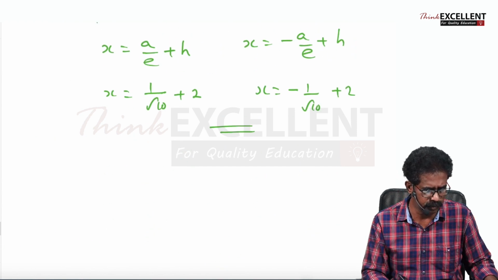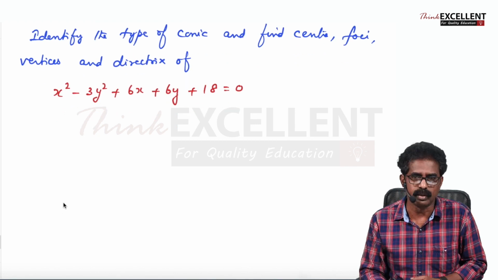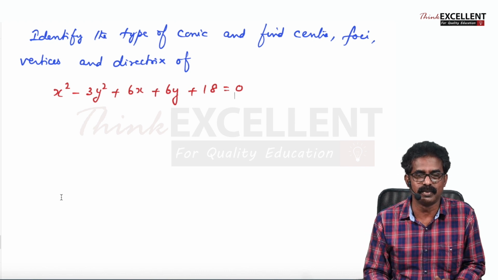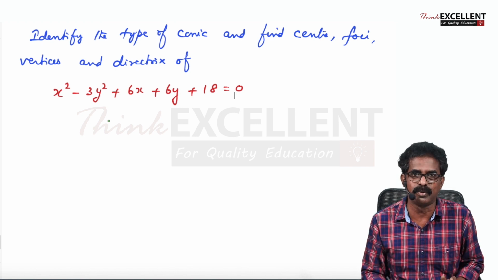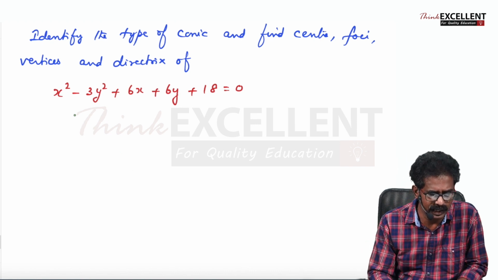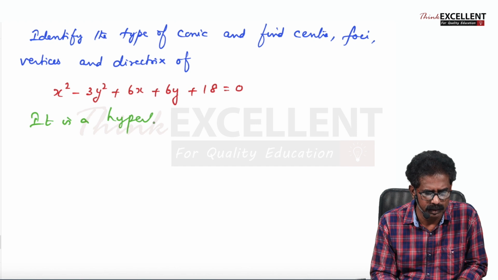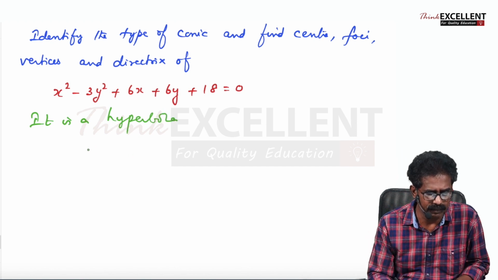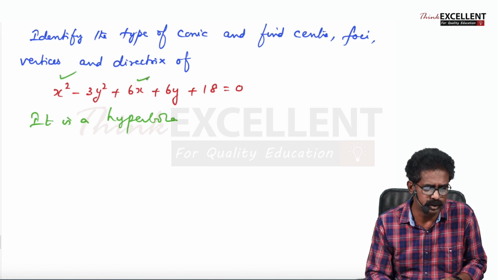Okay, so next I'm going to give one question. That's one of the very important ones. If you are able to do this sum carefully, I'm sure you can answer any question. Do it very carefully, especially the first part, reducing into standard form. It is a hyperbola. X square, y square, with a minus in between, so it's a hyperbola. Reducing it into standard form is the most important thing.